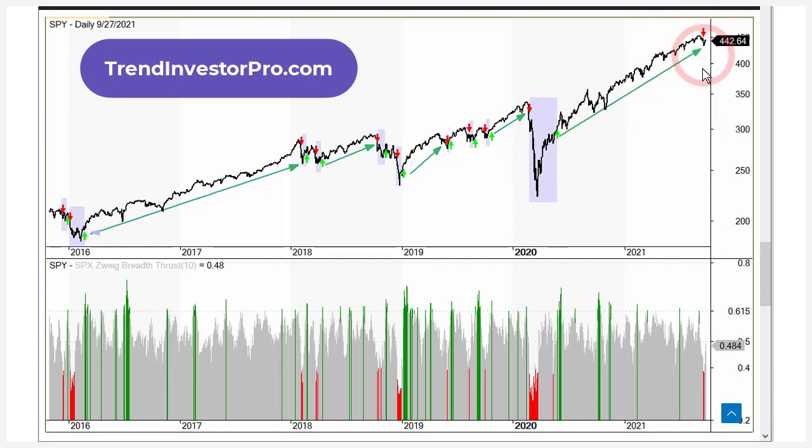And now you can see we got that move below 0.40 in mid-September, and we have yet to counter that with a surge above 0.615, which is what I'll be looking for in the coming weeks to suggest that the correction has ended. So check out trendinvestorpro.com if you want to know more about this and our other trend following strategy.